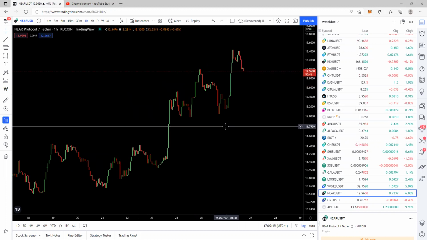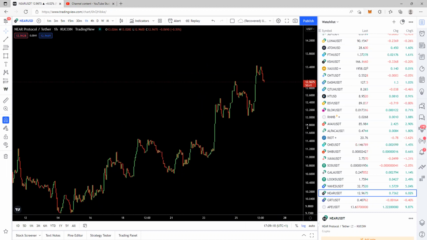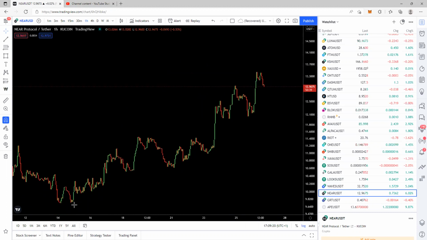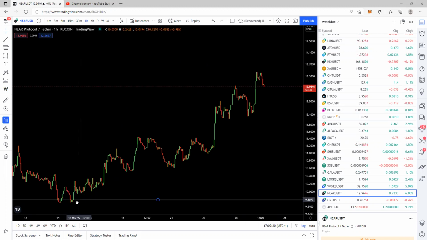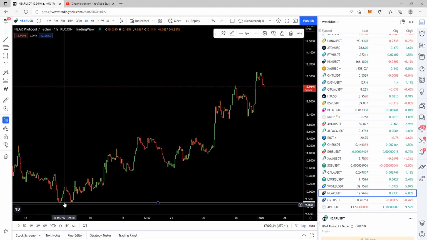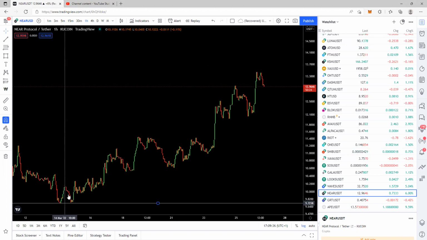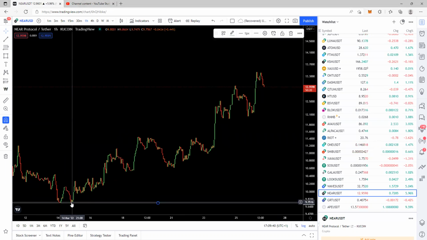Right now, I'm on a 1 hour time frame for Near Protocol. Now, right here is where we had our bottom. Let me pull this down. So this was our bottom, almost a double bottom, actually. Pull that down just a little bit more. So right here was almost a double bottom. Might as well say it was.